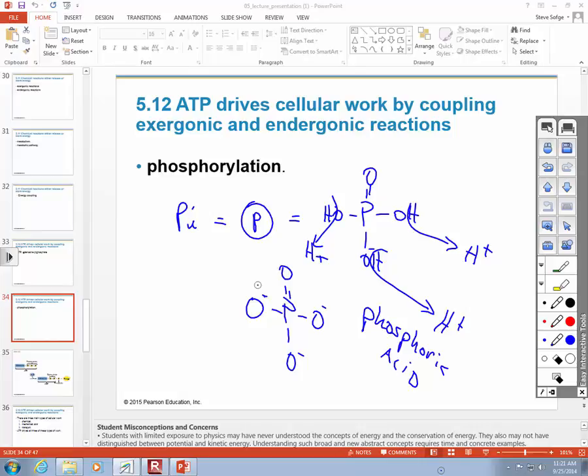Basically, if you hand a phosphate from one molecule to another molecule, the one that gets it is said to be phosphorylated. It picks up a phosphate. That's all that means. So if I take a glucose, which is a sugar, obviously, because it ends in OSE, and I put a phosphate group on it, it becomes a glucose with a Pi on it. It is now phosphorylated. It picked up a phosphate group. That's all a phosphorylation is.